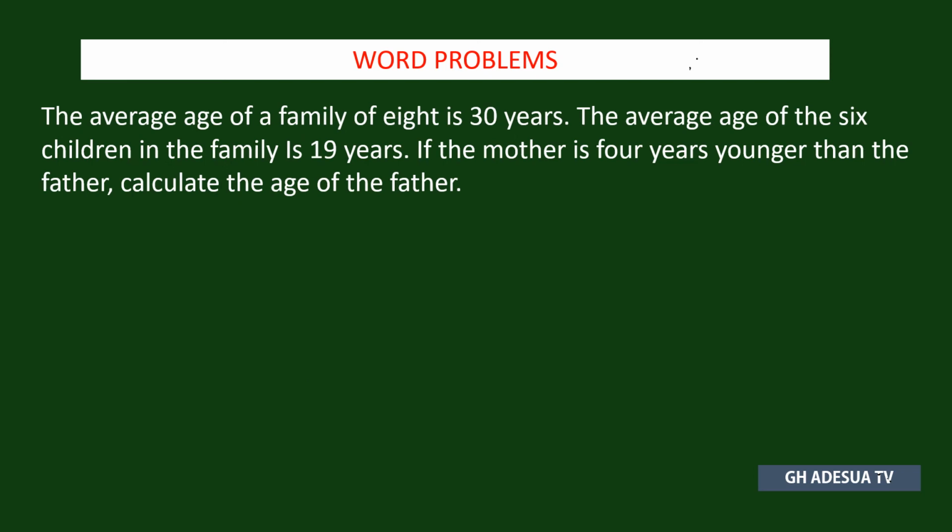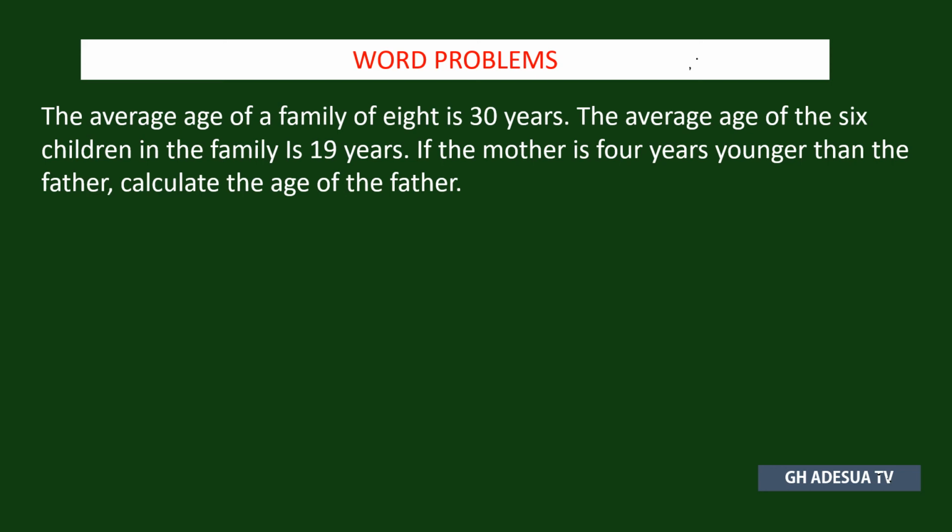Now the next question. The average age of a family of 8 is 30 years. The average age of the 6 children in the family is 19 years. If the mother is 4 years younger than the father, calculate the age of the father.